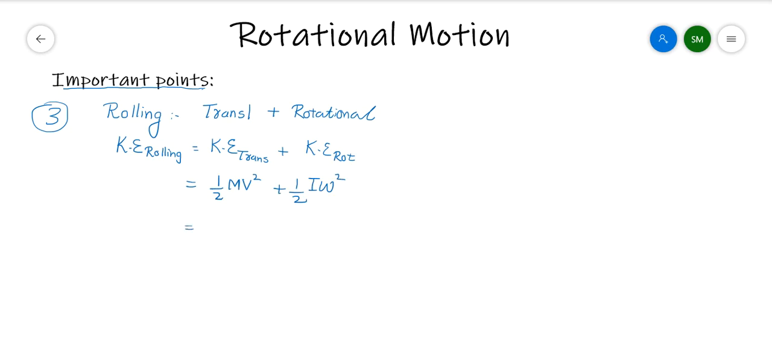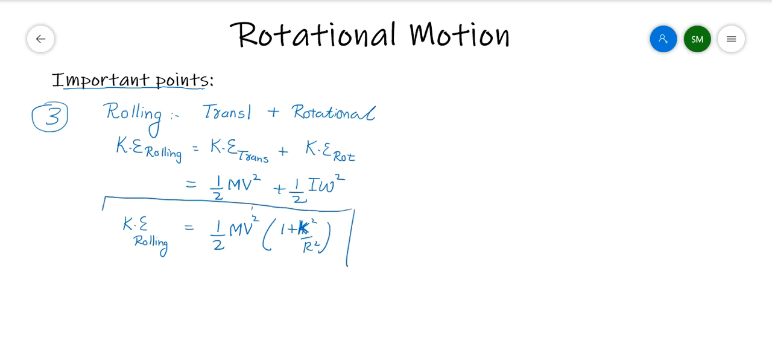On solving this, as you already know, we will get the kinetic energy of a rolling body. The kinetic energy of the rolling body is given by half mv square times the bracket 1 plus k square divided by r square, where k is the radius of gyration of the body. So remember, this is the formula for the kinetic energy of a rolling body: half mv square (1 plus k square by r square).